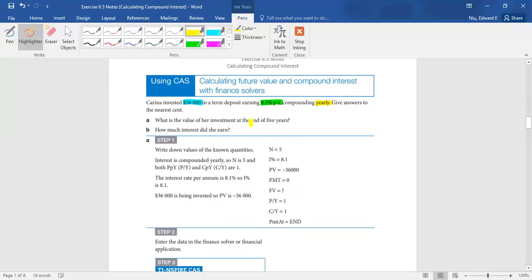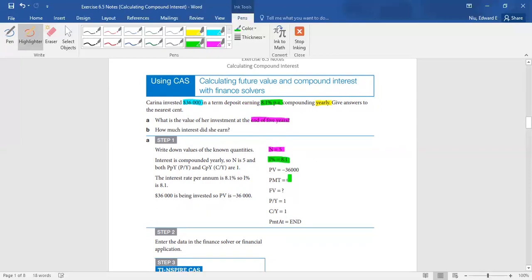Here, the question asks us for the end of 5 years. End of 5 years means 5 full years. If it was the value at the start of year 5, it would be only 4 years. So end is actually a really important word. Let's color coordinate what we did. End of 5 years is n equals 5. The interest percentage of 8.1%, that's the part in green.